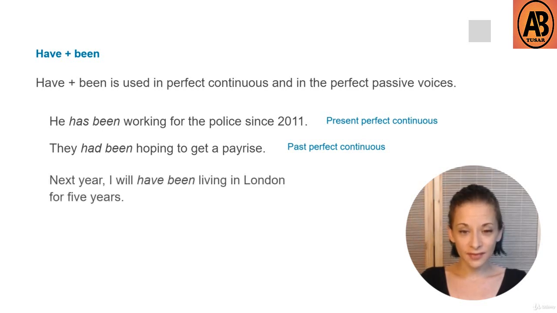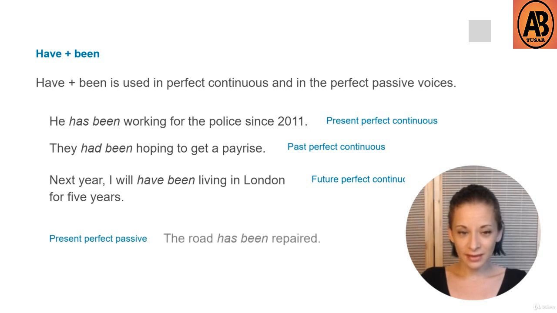Next year I will have been living in London for 5 years. This is an example of the future perfect continuous. Have been is also used in the present perfect passive structure as well. The road has been repaired. And also in the past perfect passive. He had been arrested before.